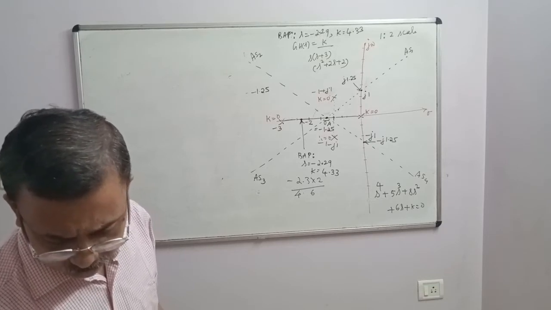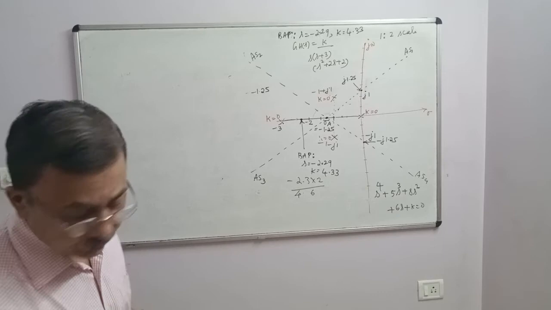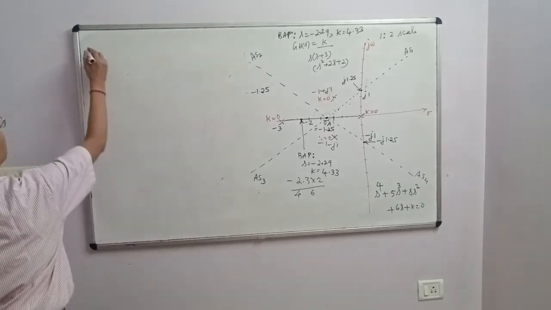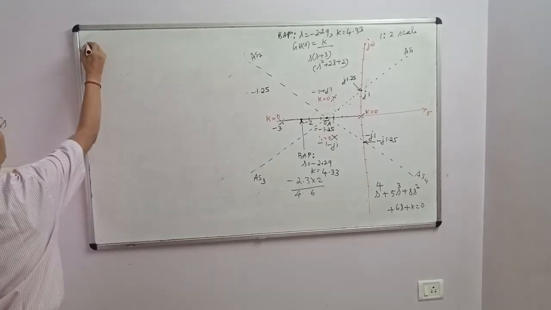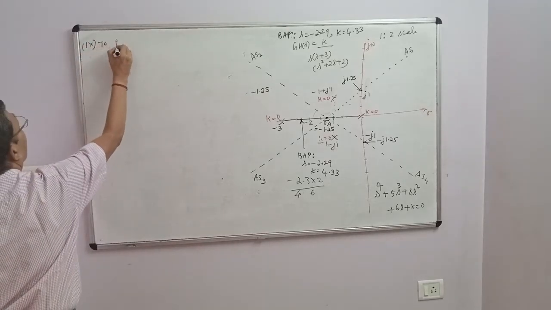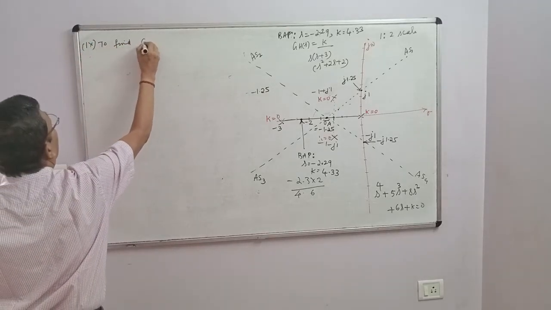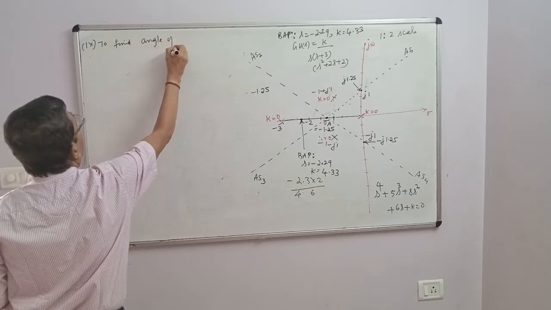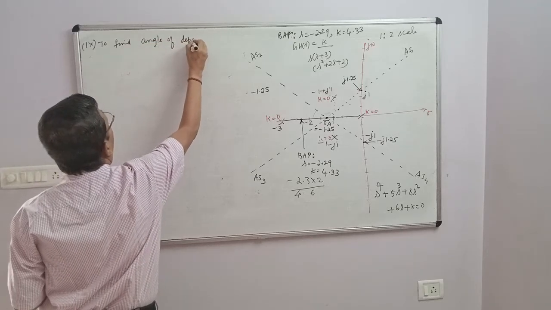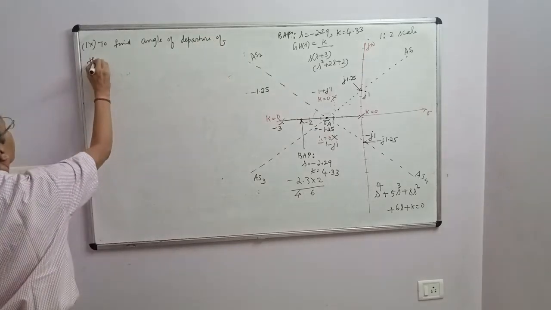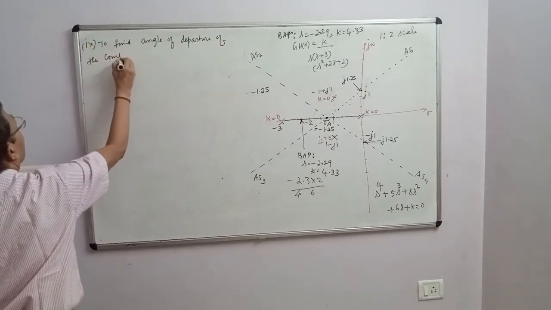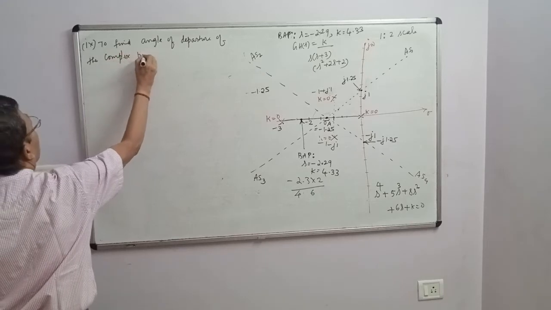Next, step number 9, I think, is to find the angle of departure of the complex poles.